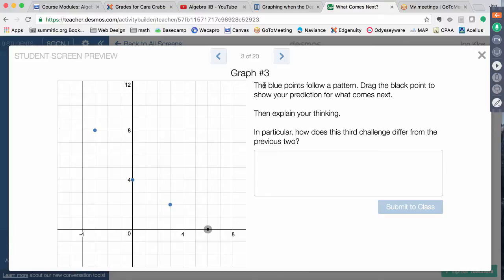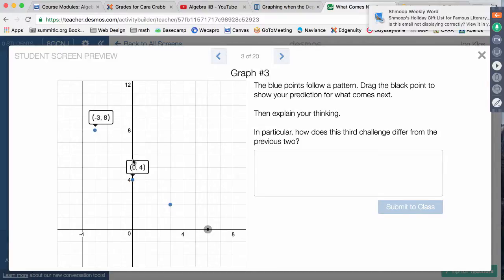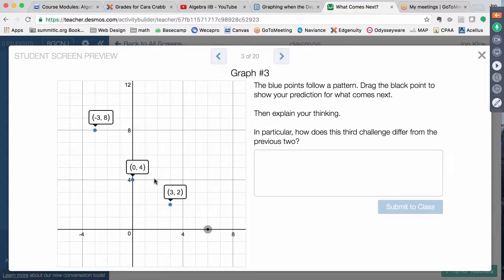Now we're getting into some interesting stuff. The blue dots follow another pattern. Okay, what's going on here? So from this dot, going from -3 to 8, it looks like we go over 3 units and down 4 units between those two, but now between these two I go over 3 units and down 2 units. So I went down 4, now I went down 2. I'm going to guess that it goes down 1. It seems to be going down by half every time, from 4 down to 2 down.